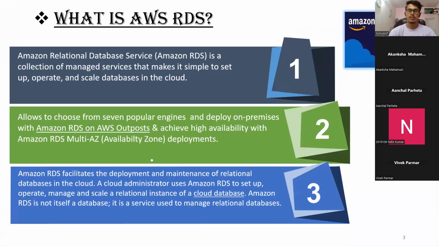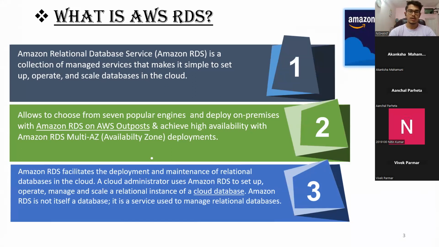So what is AWS RDS? Amazon Relational Database Service, RDS, is a collection of managed services that makes it simple to set up, operate, and scale databases in the cloud. AWS RDS allows you to choose from 7 popular engines and deploy on premises with Amazon RDS and AWS Outposts, and achieve high availability with AWS RDS multi-availability zone deployment.